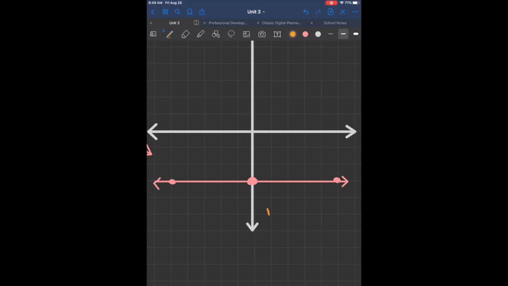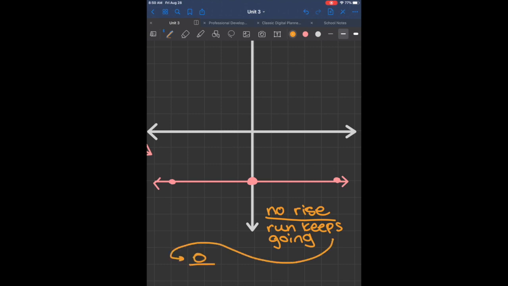For this one, we have no rise. So that means on top, we're going to have a 0 on top of our fraction. So that fraction is going to simplify to 0, which means we have a 0 slope, which means that it's a y equals line.